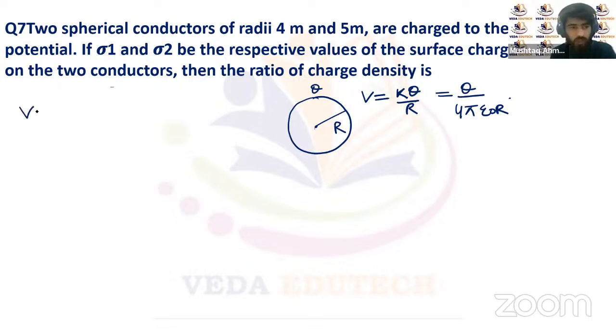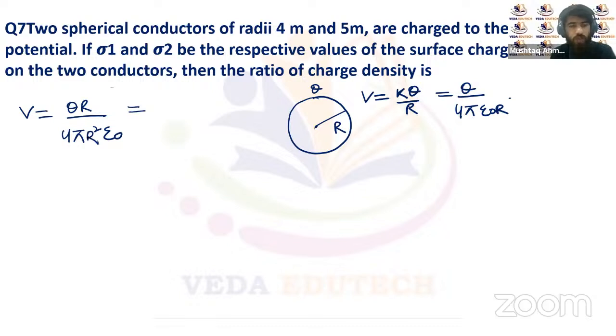What we can do here is multiply by r in the numerator and divide by r in the denominator, and we'll be left with 4 pi r square epsilon naught in the denominator. So this will be the potential here on the surface of this conductor.